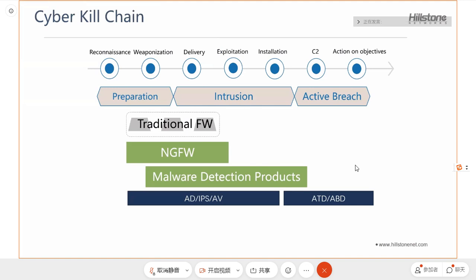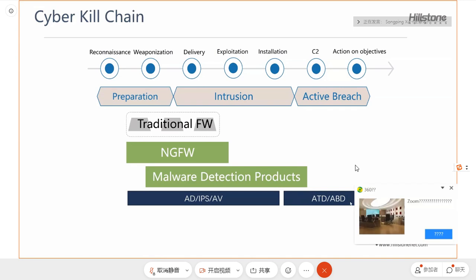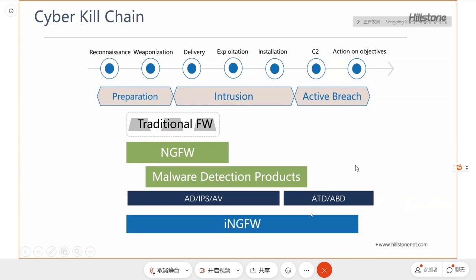So what we can also do is use the IPS functions to prevent those intrusions. Furthermore, by using our intelligent NG firewall, we can also offer prevention even after the intrusion, for post-breach detection and prevention, by leveraging AI functionalities using abnormal behavior detection and advanced threat detection, which can help the customer identify abnormal behaviors and also unknown threats for the active breach stage.